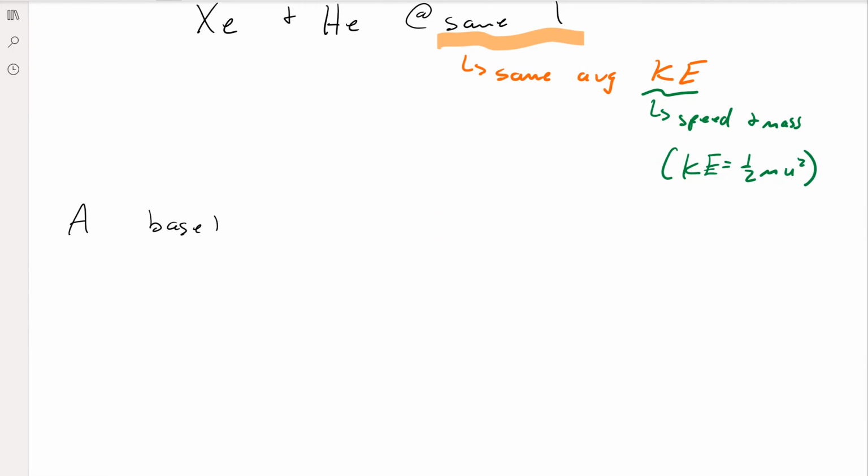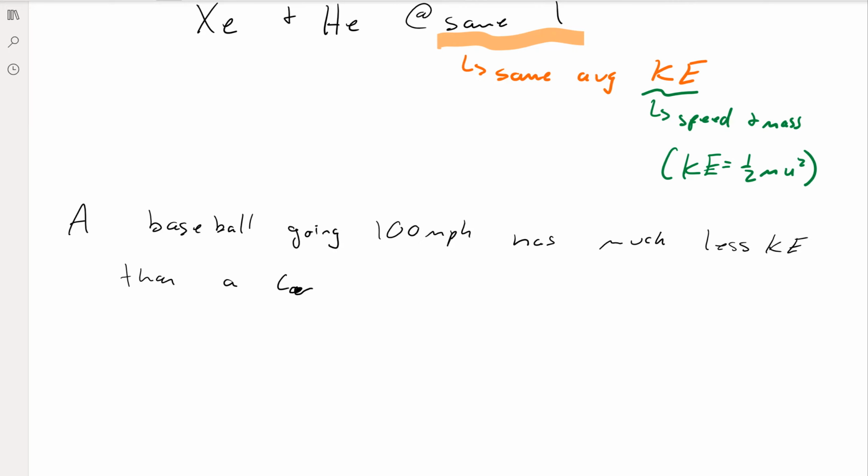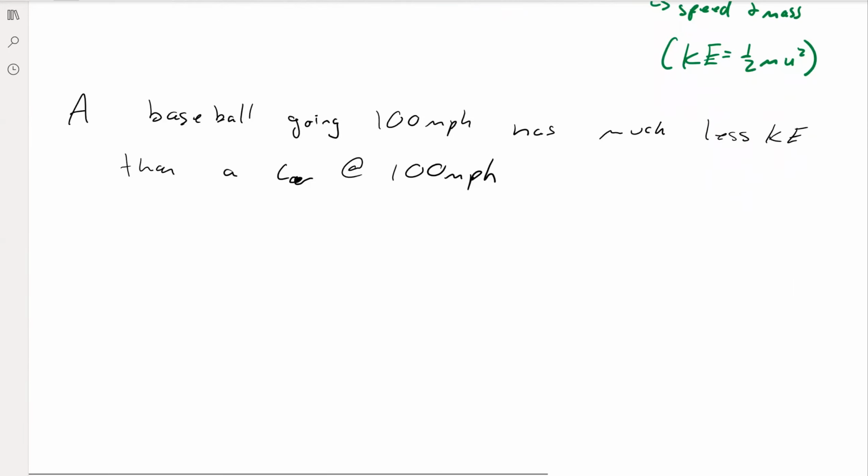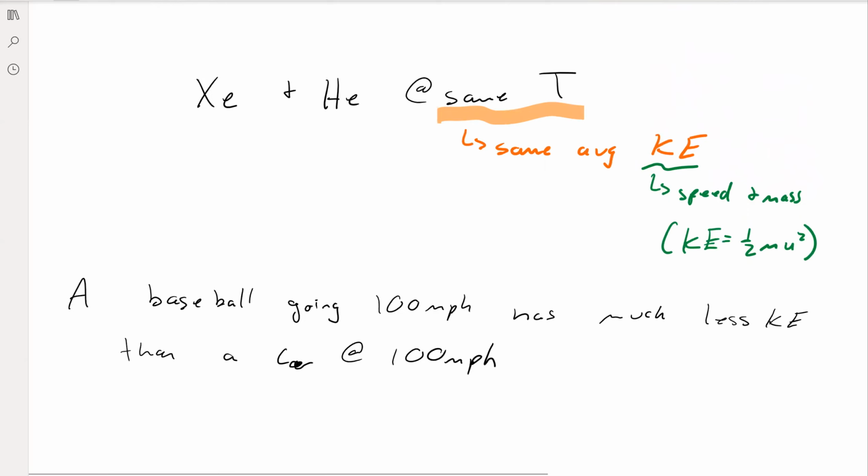A baseball going 100 miles an hour has much less kinetic energy than a car at 100 miles per hour, right? The more mass you have, the slower speed you have to be going to have the same kinetic energy as something that has less mass.